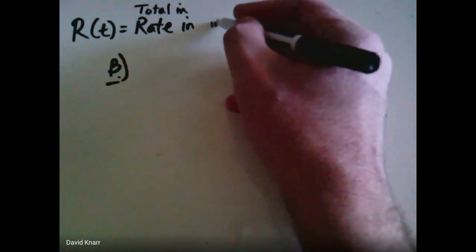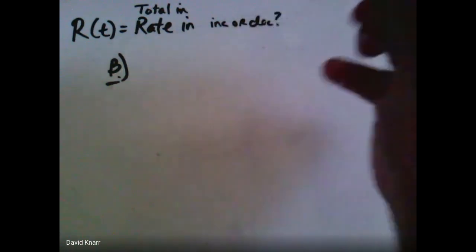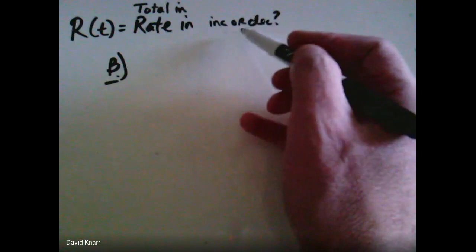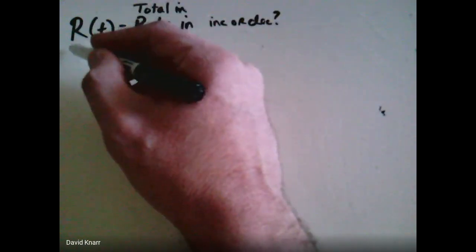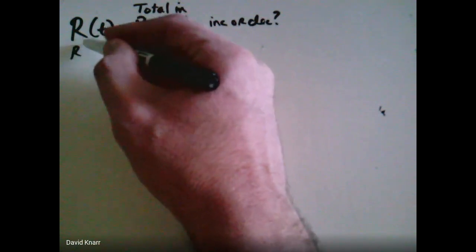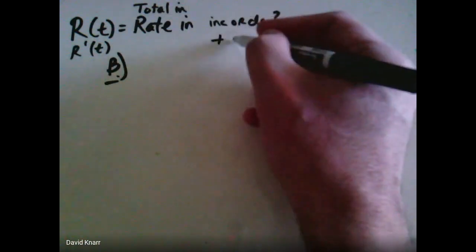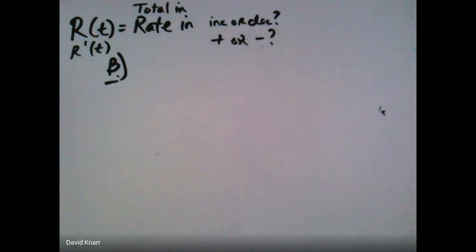So is the rate increasing or decreasing? That's what I'm being asked, right? Is it increasing at an increasing rate or decreasing rate? Well, to figure out if the rate is increasing, I'd have to find the derivative of that equation, which would be r prime. So the question is, is r prime positive or negative?